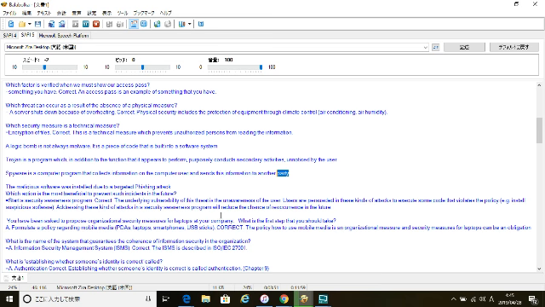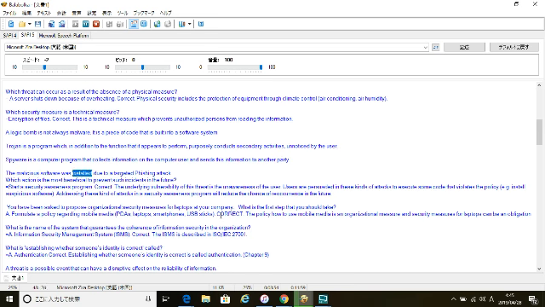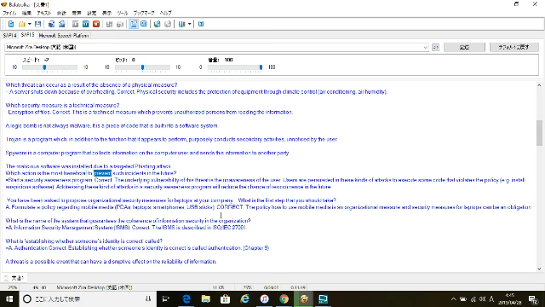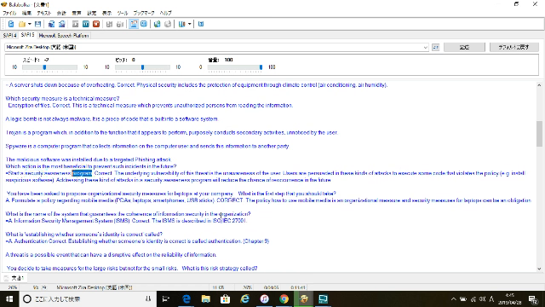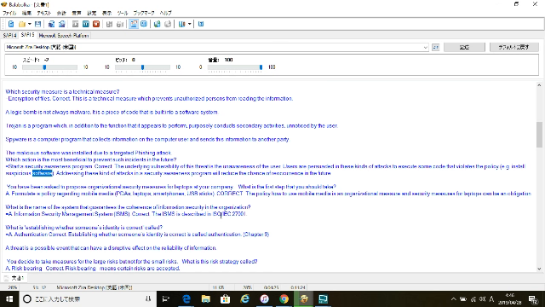The malicious software was installed due to a targeted phishing attack. Which action is the most beneficial to prevent such incidents in the future? Start a security awareness program. Correct. The underlying vulnerability of this threat is the unawareness of the user. Users are persuaded in these kinds of attacks to execute some code that violates the policy, e.g. install suspicious software. Addressing these kind of attacks in a security awareness program will reduce the chance of reoccurrence in the future.